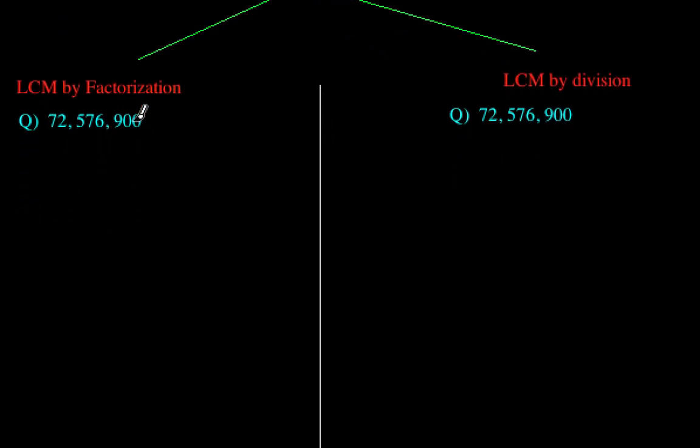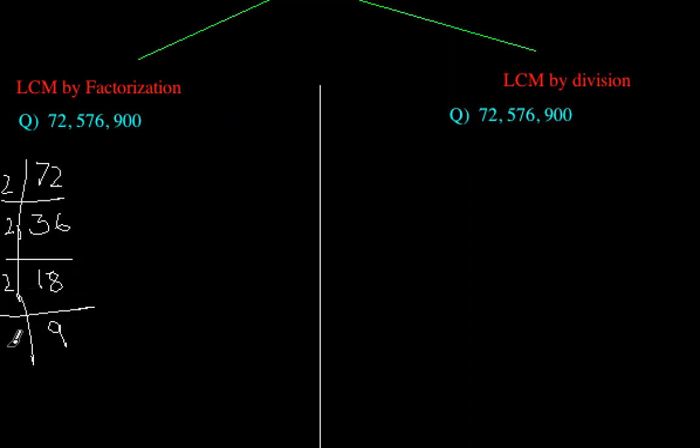Here factorization simply means we'll prime factorize each of the numbers and then find the lowest common multiple which divides each of these numbers. So let's first factorize 72. 72, if we factorize, we write 36 here. This becomes 18. So again it goes by 2. We're left with 9. This is 3 and 3. So 72 is nothing but 2 cube into 3 square.